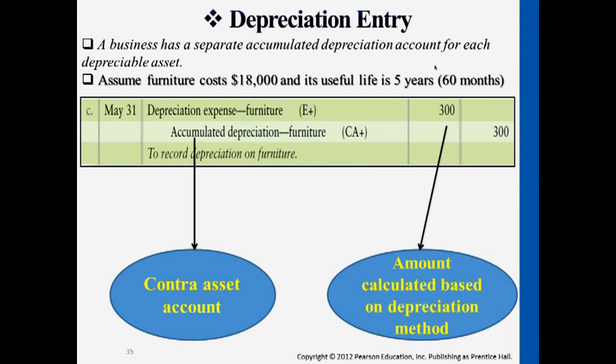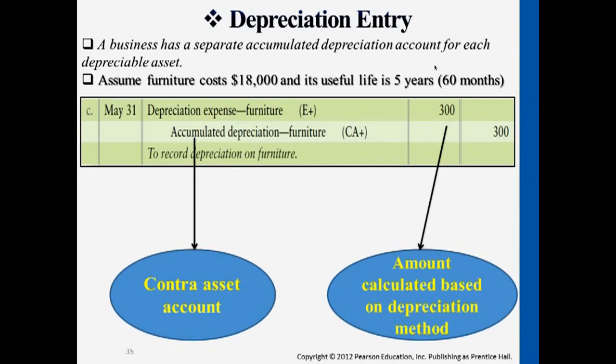That would be $300, and we want to measure that the business has been using this furniture for this month. It would be debiting depreciation expense, crediting accumulated depreciation for furniture. Depreciation expense is debited. Remember, whenever there's an expense that accumulates, we debit this account.